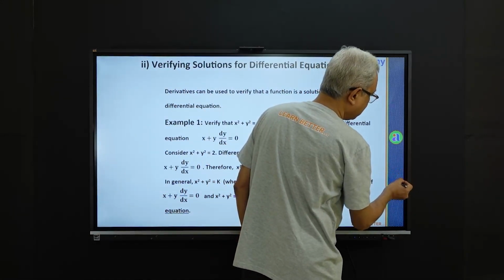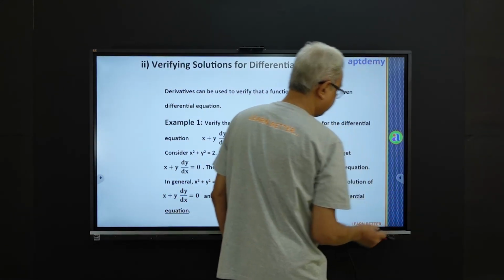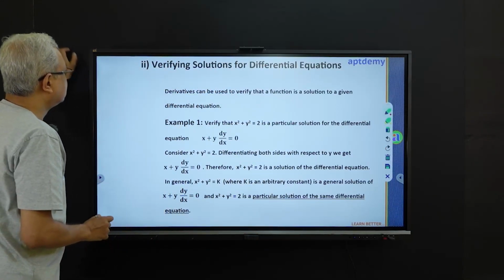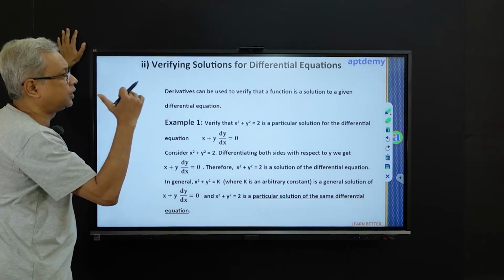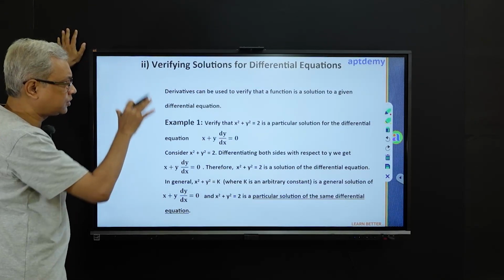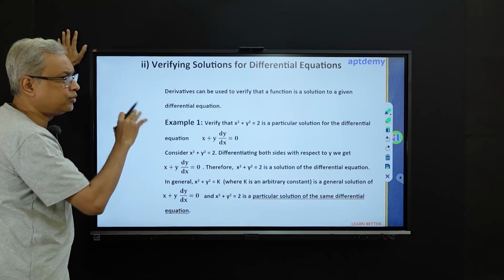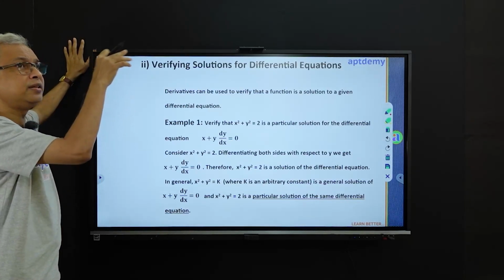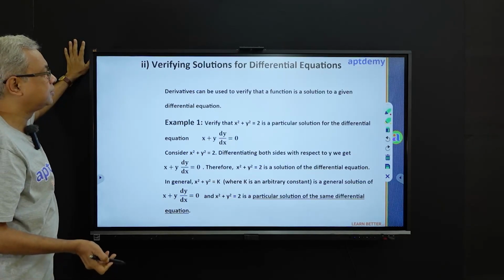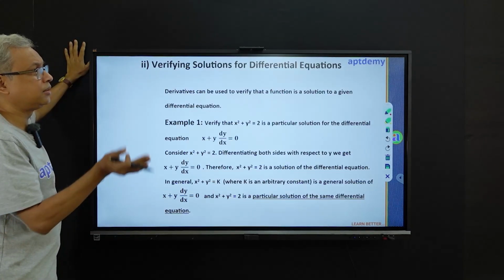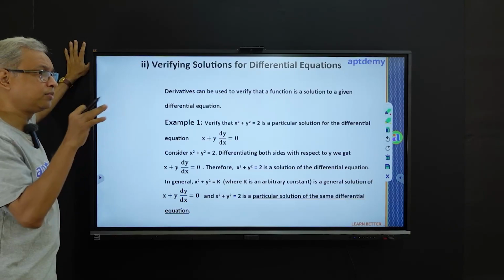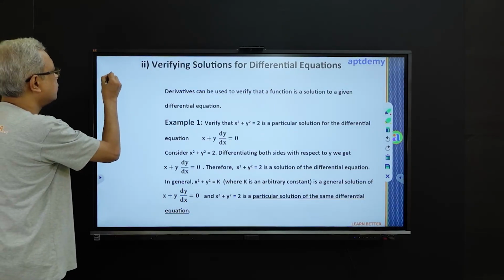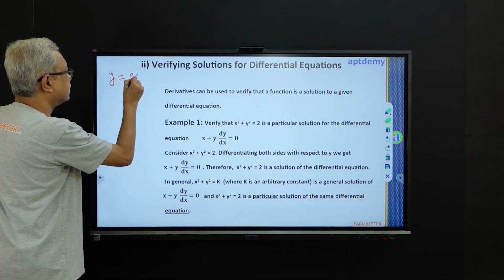Now, verifying solutions for differential equations. So we started with some algebraic equations, and we could derive a differential equation representing the algebraic equations. Similarly, if you are given a differential equation, there must be some techniques by which the differential equation can be solved, and you can find y as a function of x.